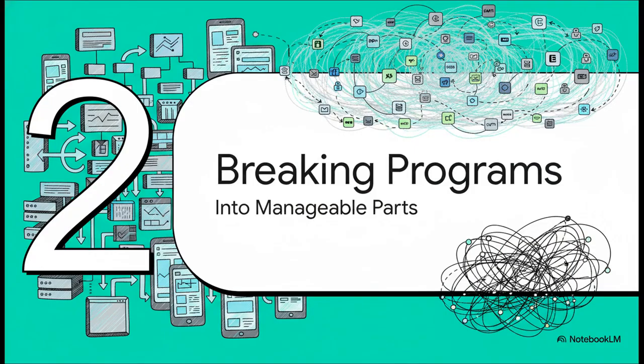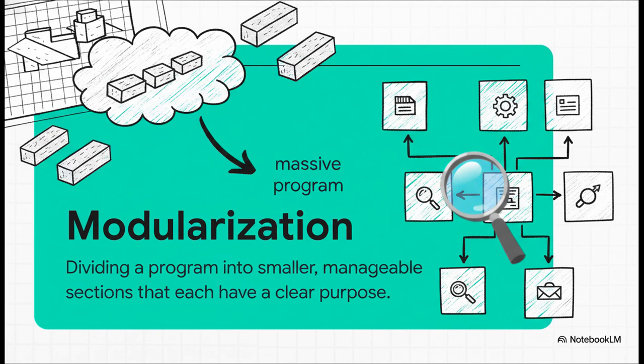Moving right along to section 2, breaking programs into parts. This brings us to a massive concept called modularization. Think of it this way. If functions are your individual bricks, modularization is your architectural blueprint. It is the ultimate organizational system. It's where we take a massive program and actively divide it into smaller, manageable sections, or modules. Every single module contains related functions and has one very clear, defined purpose. Honestly, this is exactly how professional software engineers manage highly complex, massive-scale software without entirely losing their minds.